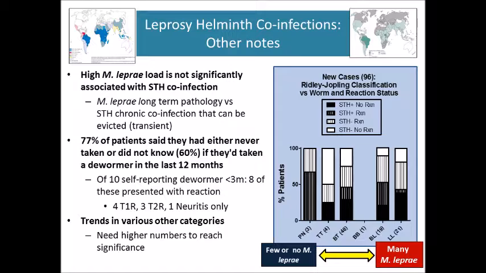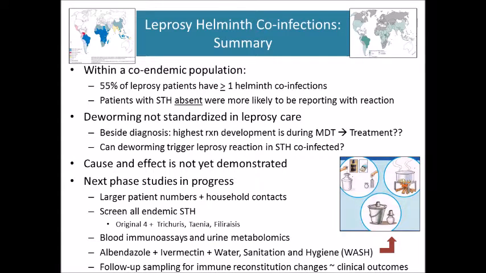There were also trends in some of the other categories, but because this was only 145 patients across different types of patients, we need larger numbers and maybe it'll approach significance. So what do we show here? That within a co-endemic population, 55% of the leprosy patients had one or more helminth co-infections. Patients that had helminths absent were more likely to be reporting with reaction.